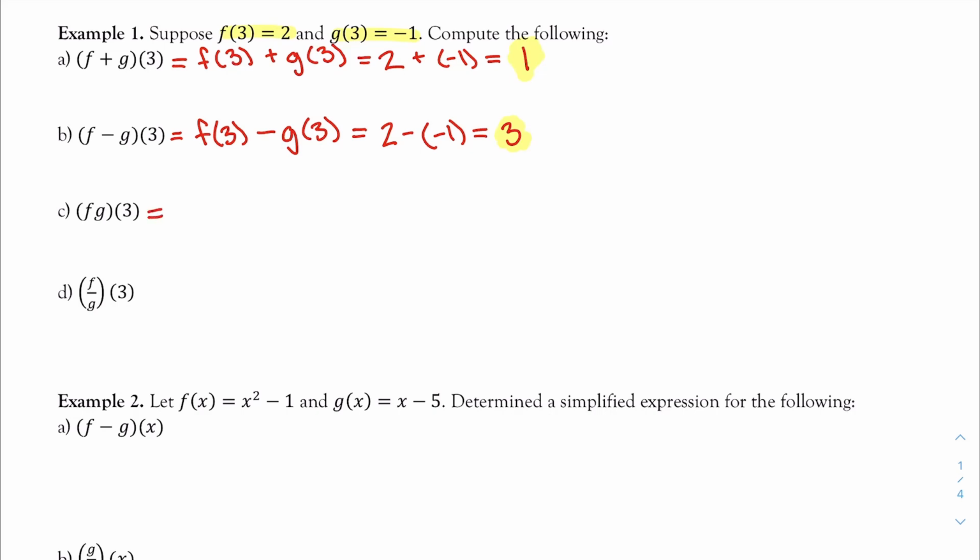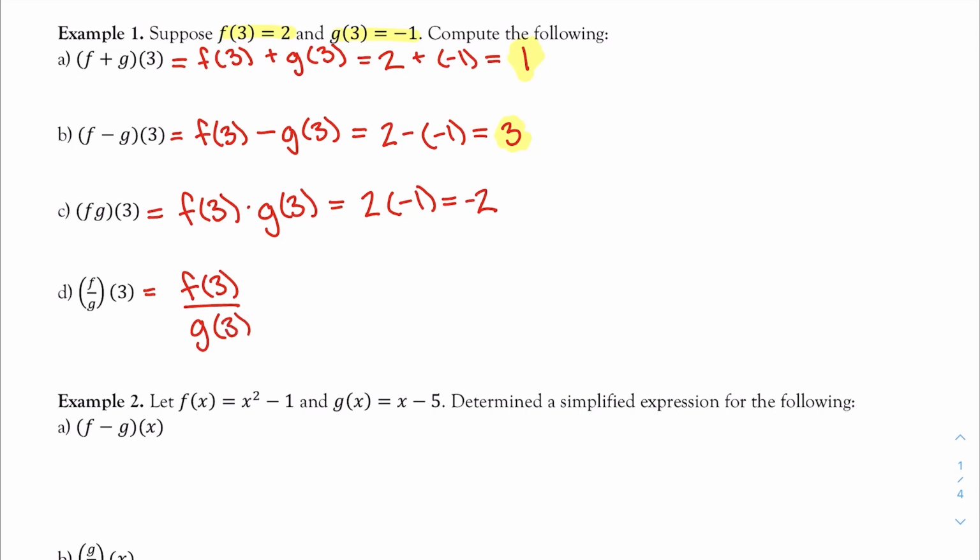F times g of 3 should give me f of 3 times g of 3. Once again, we know that f of 3 is 2, g of 3 is negative 1. So I have 2 times negative 1, or just negative 2. And then for part D, my last one, f over g of 3, I can read that as f of 3 over g of 3, which should translate into 2 divided by negative 1, or just negative 2. So we just did some function operations, finishing up our example 1.